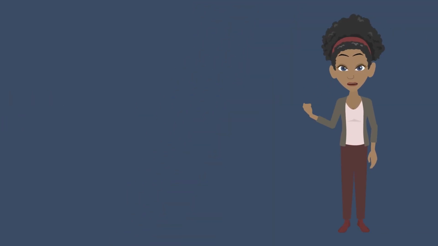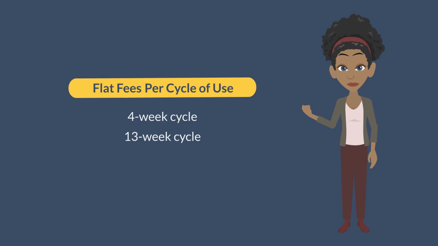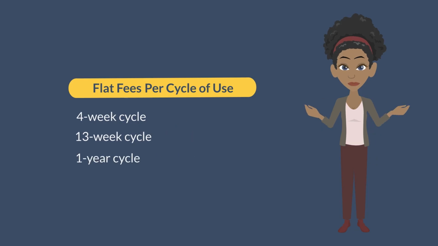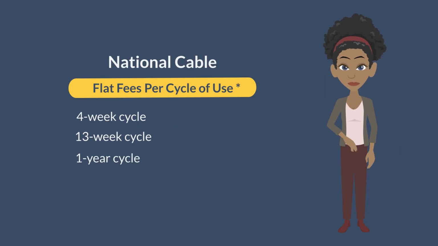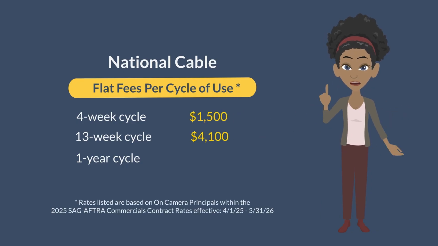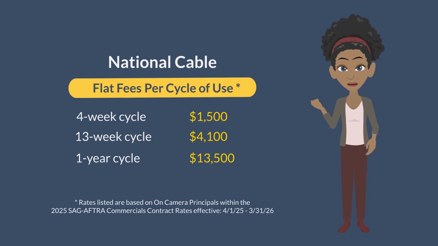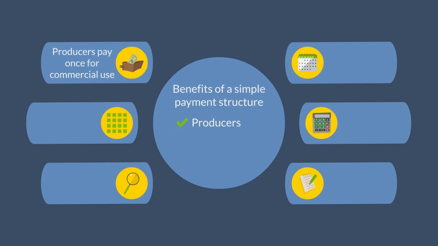The 2025 contract maintains a simplified payment structure with flat fees and per-cycle rates across most media types in 4-week, 13-week, and 1-year use cycles. For example, a national cable commercial is $1,500 for a 4-week cycle, $4,100 for a 13-week cycle, and $13,500 for a 1-year cycle. Under this structure, producers pay once for the time period in which they will use the commercial, instead of calculating unit weights based on complicated tables for cities or subscribers.